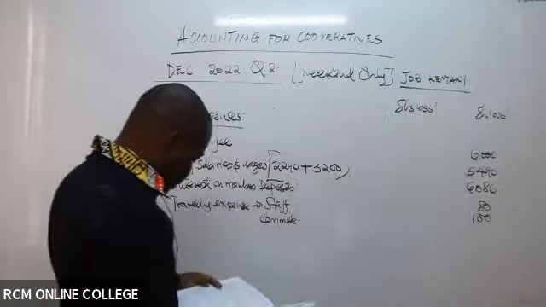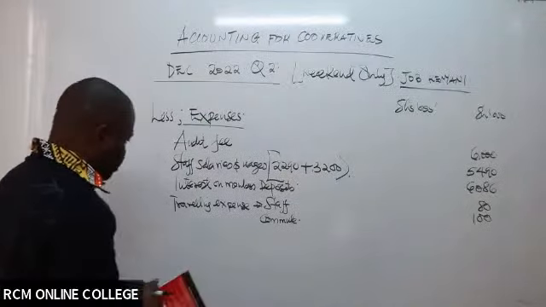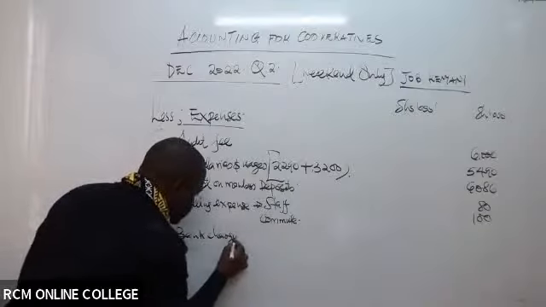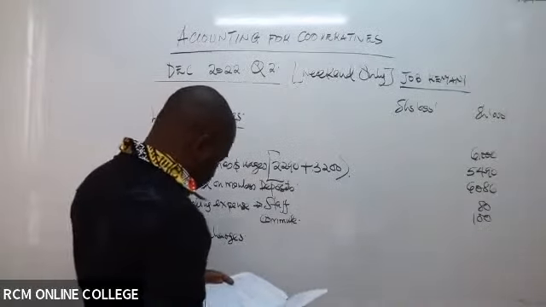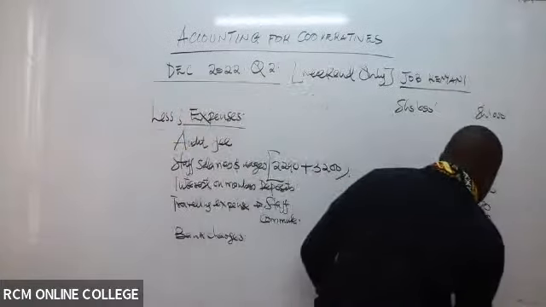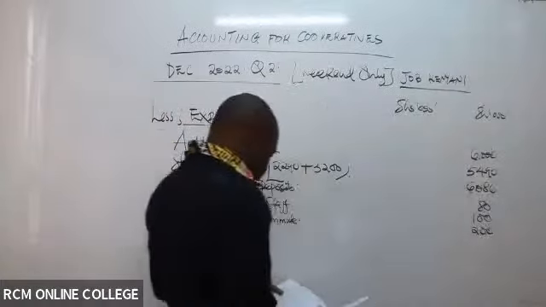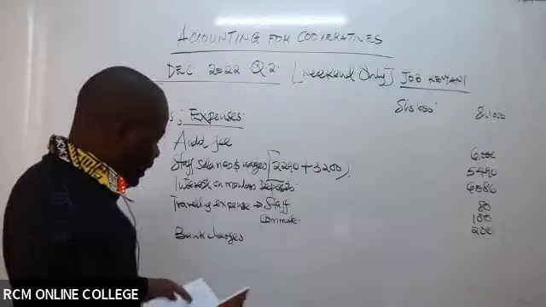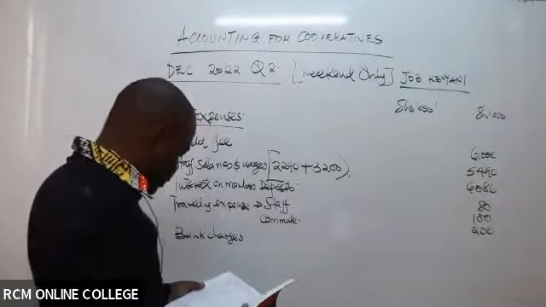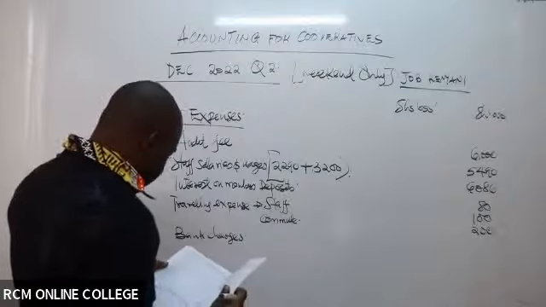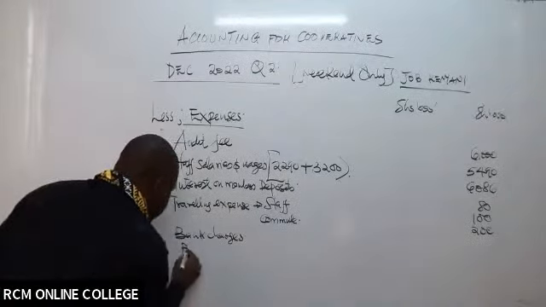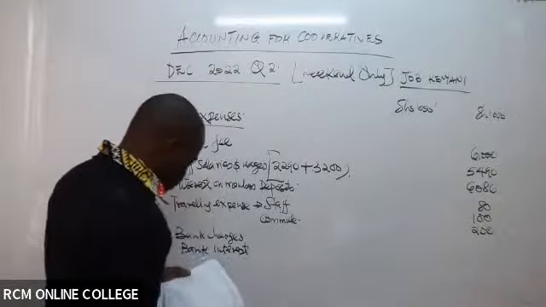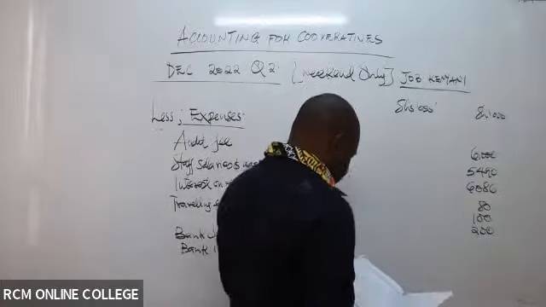Another item, if you go down there, you have bank charges. You can see the bank charges. It is 200. So we have bank charges at 200. We have in this case bank interest. So probably there was a loan they ended up having to take. So they have bank interest, which I think is 810.